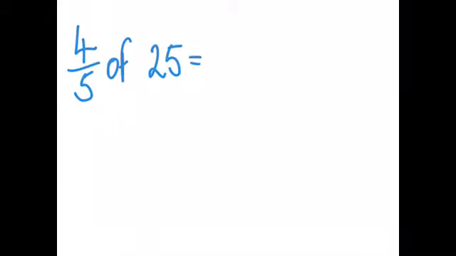Right, let's see if we can get the percentage up this time. Let's go for 4/5 of 25. Don't do anything just yet. I just want to remind you about the rules. What operation goes inside the bracket? What do we do inside the bracket? Yep. 25 divided by 5. 25 divided by 5. Well done.